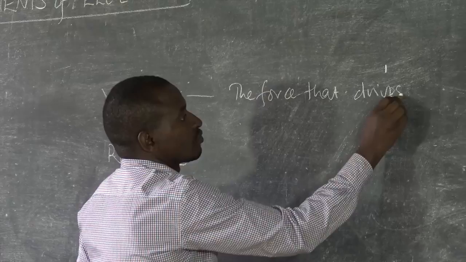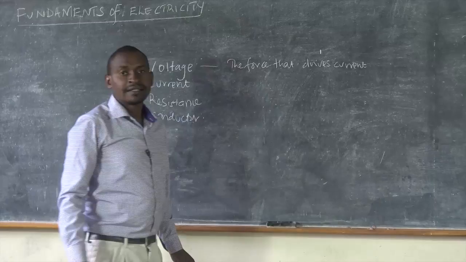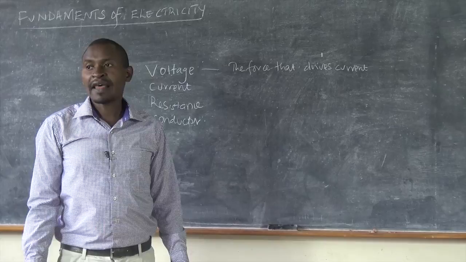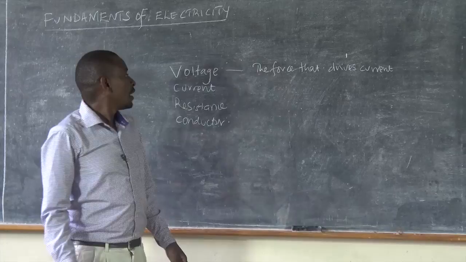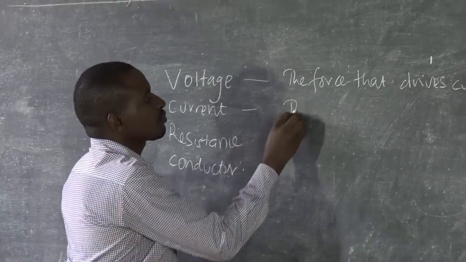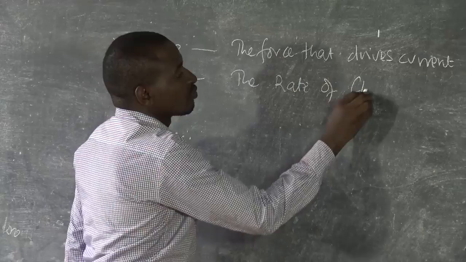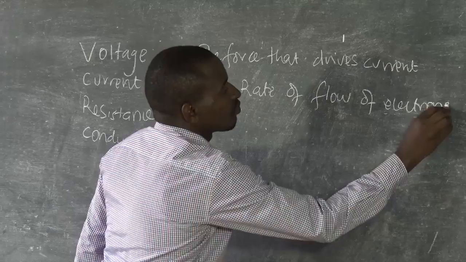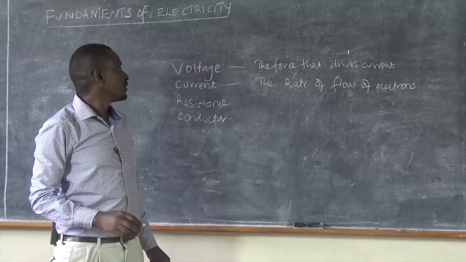That is, the higher the potential difference between the two points is, the higher the current that can flow. On current, current is the rate of flow of electrons, we refer to that as current.